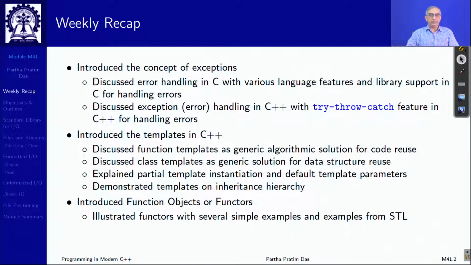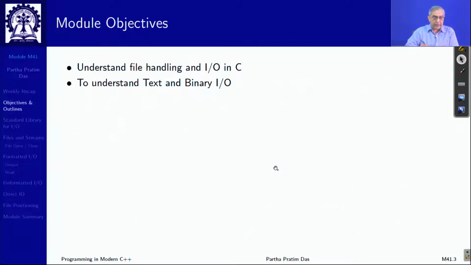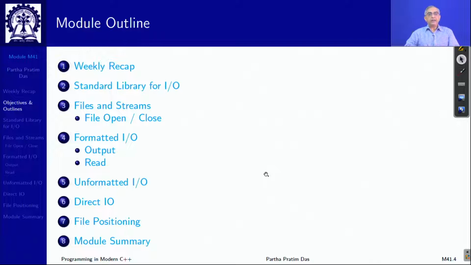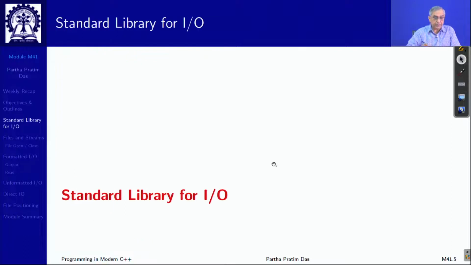modules coming hereafter. In the module today, we are going to discuss file handling and input output in C, and particularly understand the text and binary input output, how it is to be done in C. This is the outline and will be available on the left pane as always.